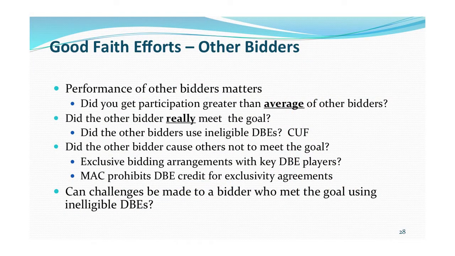You know, they set the goals based on what DBEs they think are available. And if one of those major DBEs decides to go exclusive, that really undercuts the basis of the goal itself, doesn't it? So if you run into an exclusivity issue, you wanted to meet the goal, but some DBE tells you, I'm sorry, I'm locked up, I can't talk to you until after the award, that's a basis for a challenge, I think. And because MAC now prohibits it, I think MnDOT would have to listen to that type of challenge. And can challenges be made to the DBEs used by the other successful bidder? Yes, I think it can. And that brings us to the CUF question, which I want to talk about now.